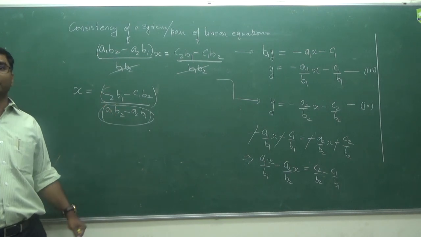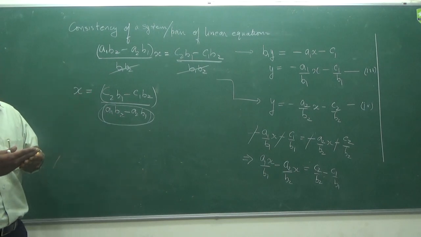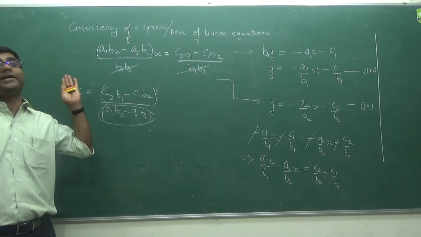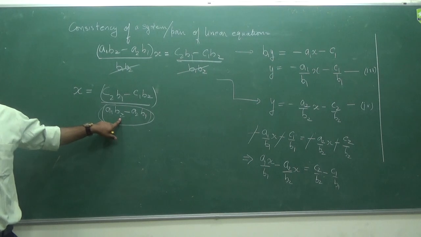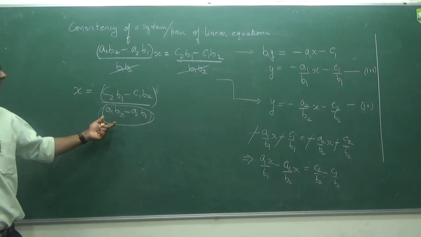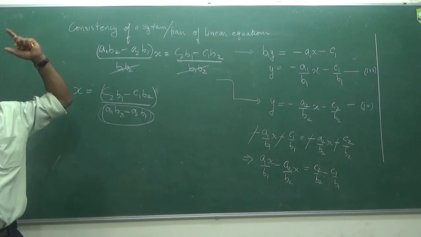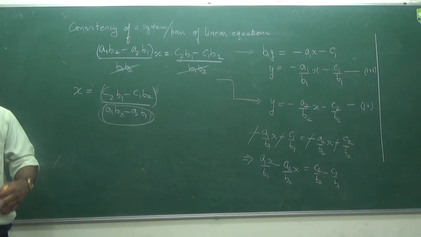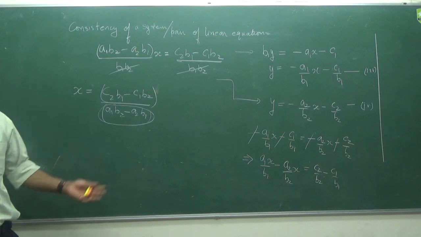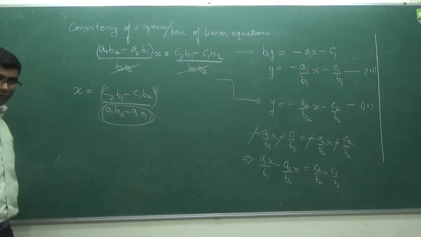Correct? If this becomes 0, there will be no point of intersection, because this is not defined. That means the lines are intersecting at infinity. If this becomes 0, x becomes something divided by 0, infinite. It's not true as such, but you can understand it like that. So that means the lines are intersecting at infinity. So what do I get?